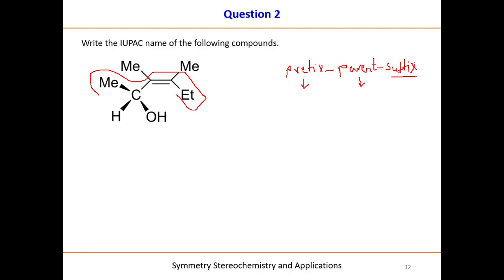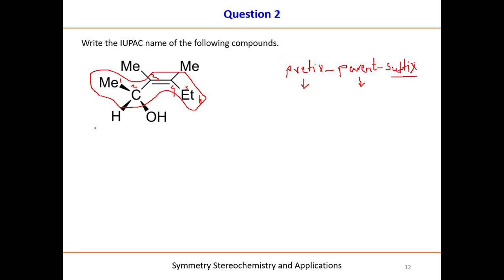Here I am selecting this chain as the parent chain, that means the longest linear carbon chain. You can see all the atoms present in this chain are carbon. So now, how many carbon atoms are there? 1, 2, 3, 1, 2, 3, 4, 5 and 6, because it's an ethyl group. 6 carbon is also present.